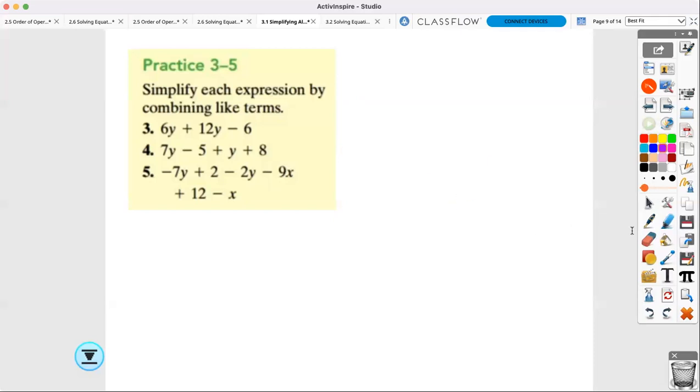All right, Jacob is stating 18y minus 6 for the first one. For 3, 18y minus 6. Let's see if other people agree or disagree.